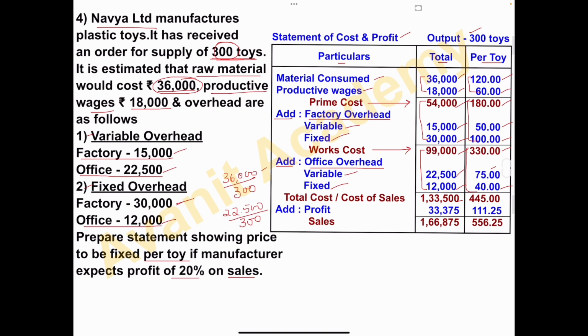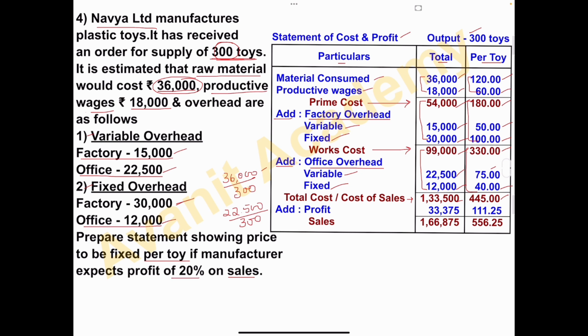Per toy 330 plus 75 plus 40, total 445. This is called total cost or cost of sales. Here in this problem they have not given expenses related to selling and distribution overhead. So we'll take just factory and office overhead, and the total amount whatever we have got, that is called total cost or cost of sales.